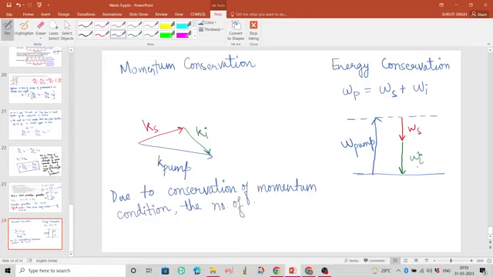The number of combinations reduces because all combinations will not follow the momentum conservation. The momentum of the signal and the idler photon will not match in all those combinations. So that's why we have a lesser number of combinations possible, but still the number of combinations is large.